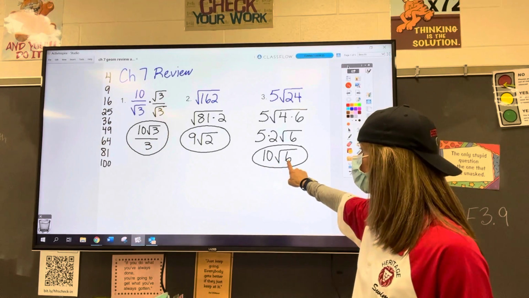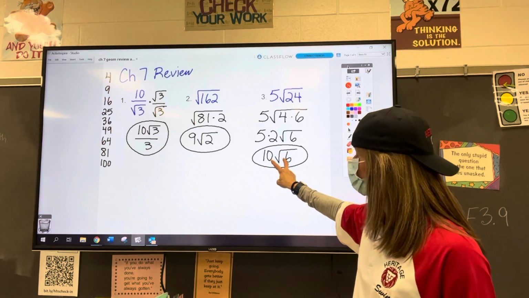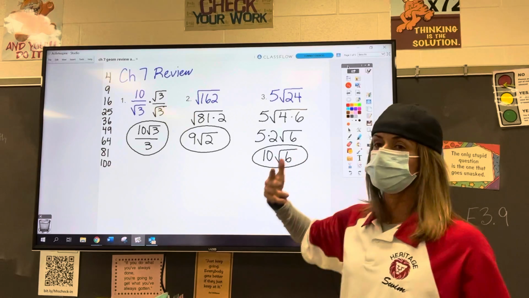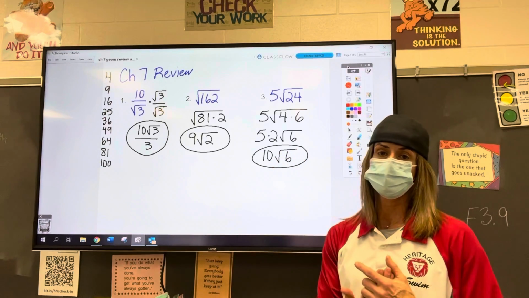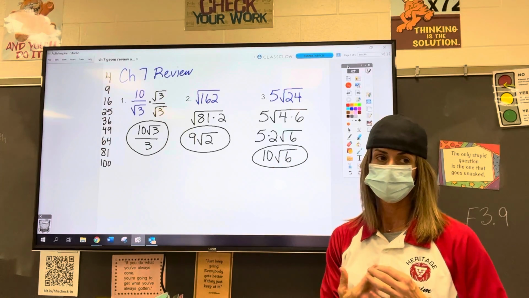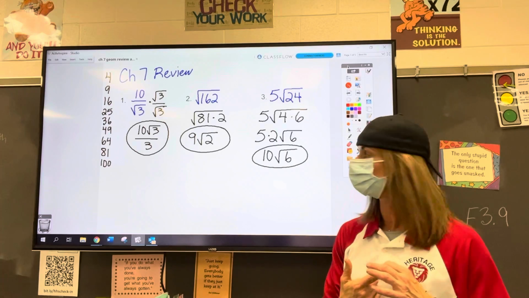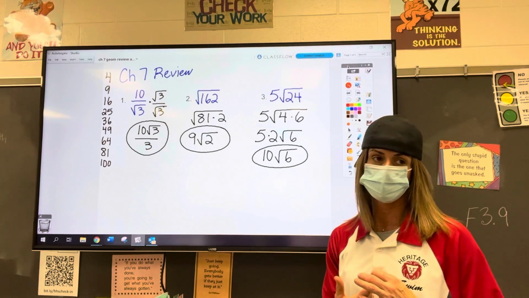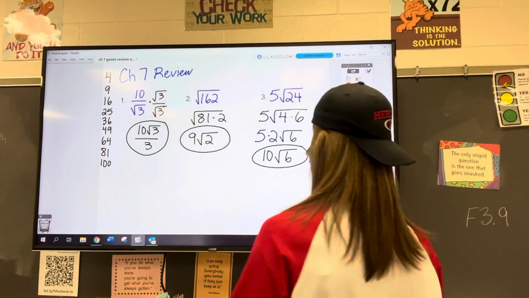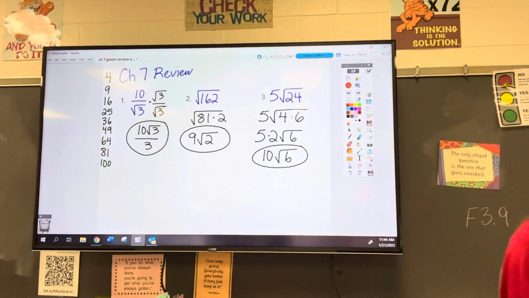6 is not a prime number, but we are actually done because there are no perfect square factors that go into 6. And that's your review of simplifying radicals. Are we good? Okay, let's go to the converse of the Pythagorean theorem.